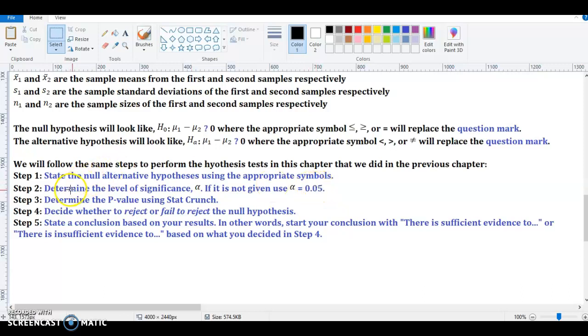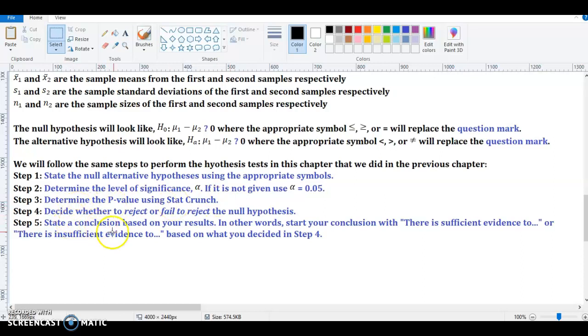Step 3, you're going to determine the p-value using StatCrunch. If you have a summary of the data, you go to the Stat menu and select the appropriate function, and then select With Summary. If you have the raw data, the actual data values, you're going to copy the data into StatCrunch first, then select the appropriate function from the Stat menu, and then select With Data.